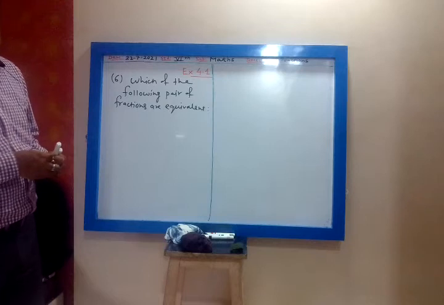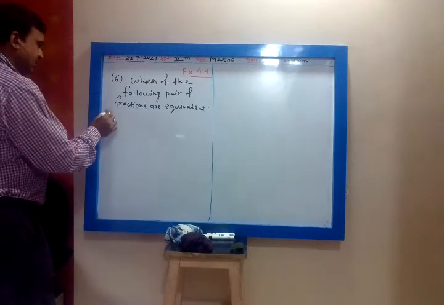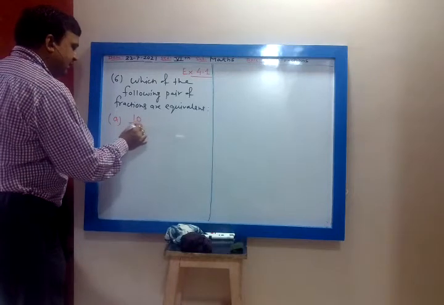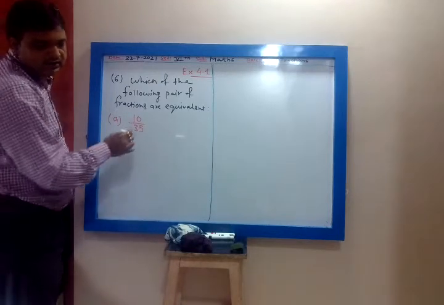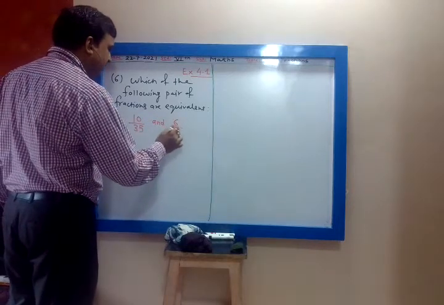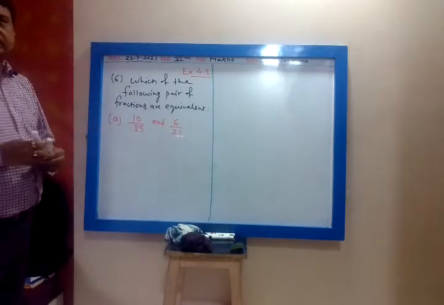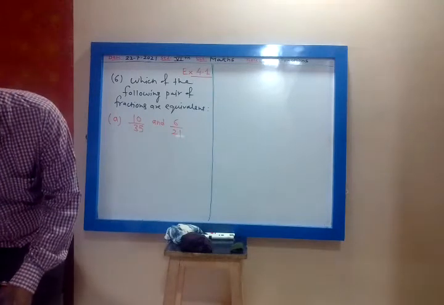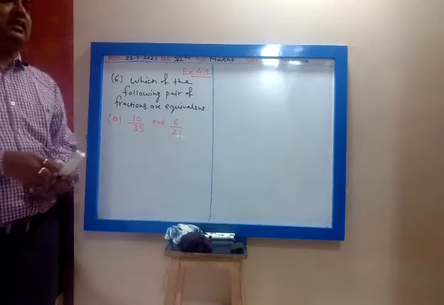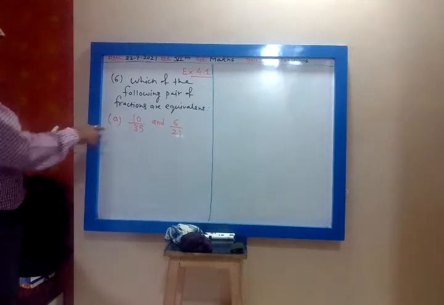So first it is 10 by 35 and 6 by 21. Okay. So now we want to check whether they are equivalent or not. In order to check whether they are equivalent, you have to cancel the common term of numerator and denominator.